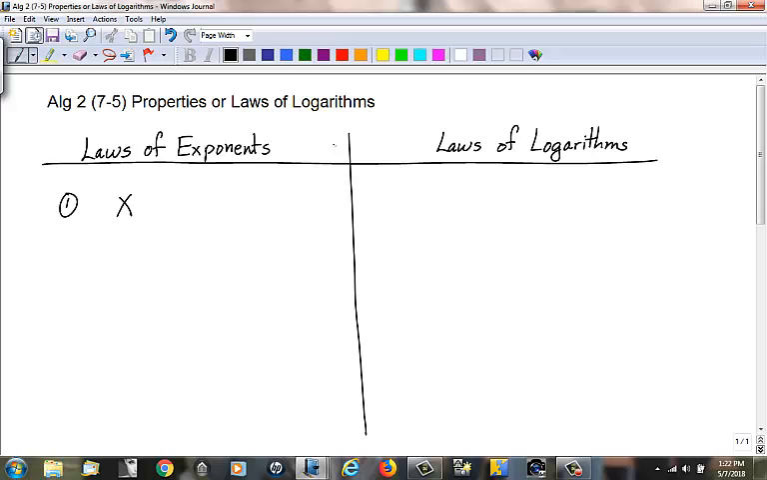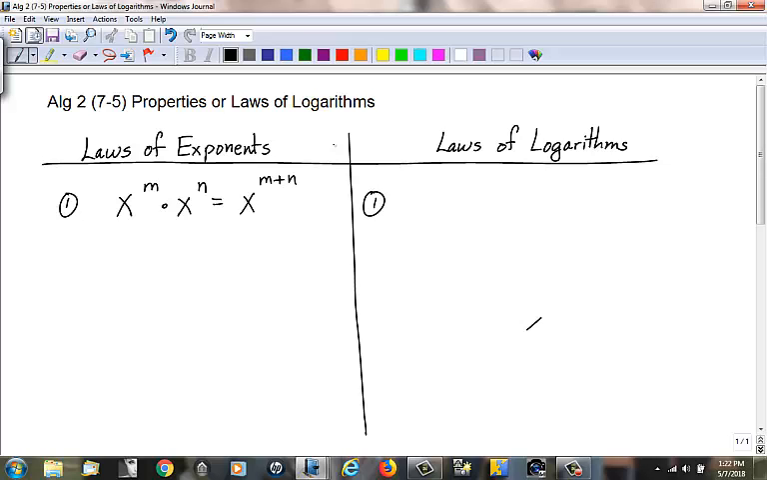If you said x to the m power times x to the n power, when you multiply monomials and the bases are the same, add them. So it would be x to the m plus n power. The laws of logarithms parallel that.